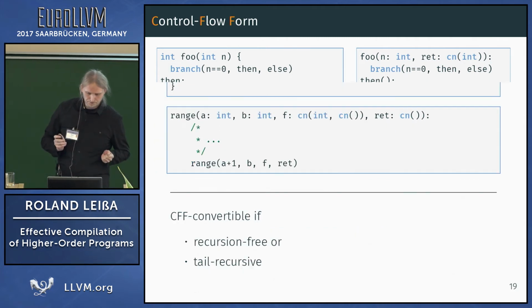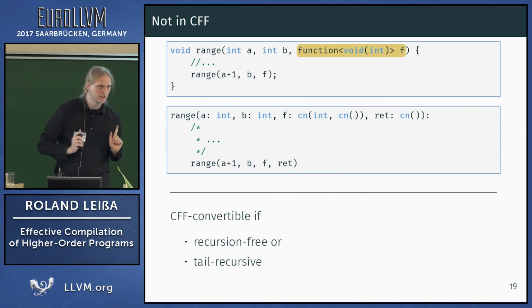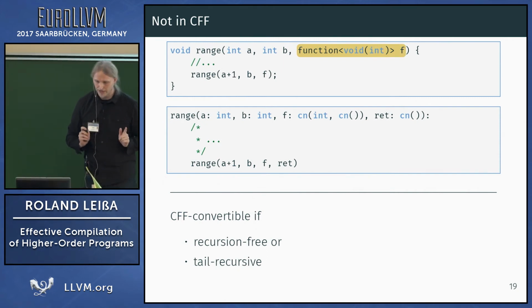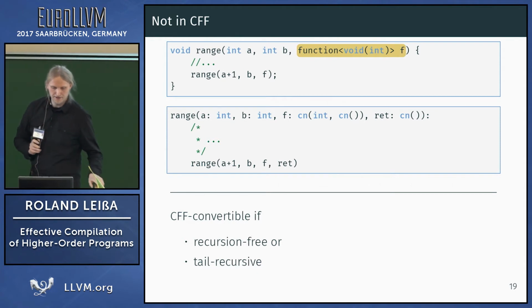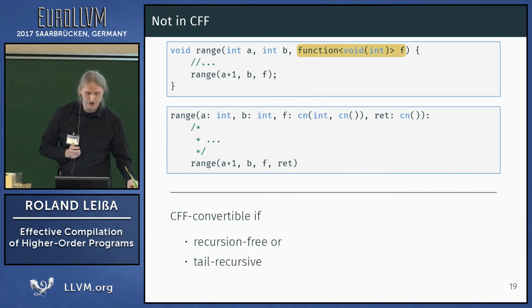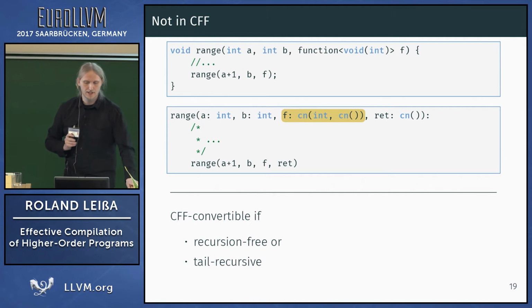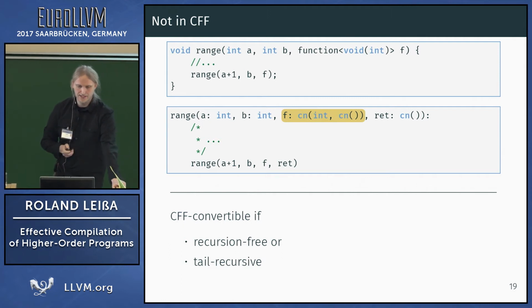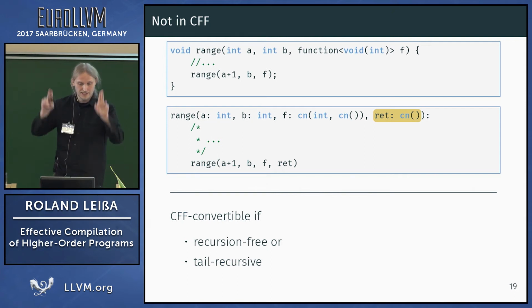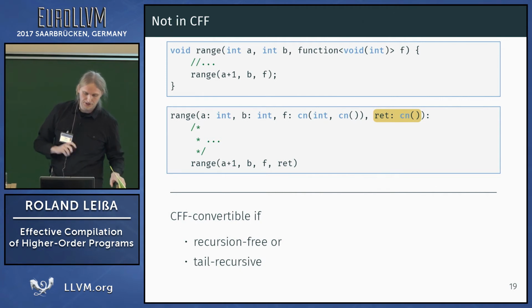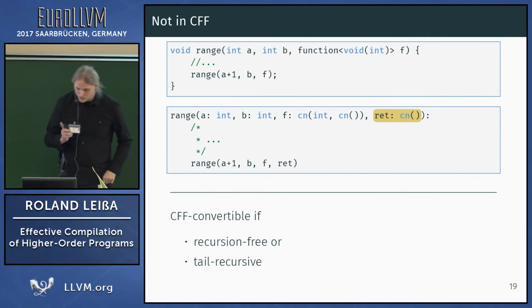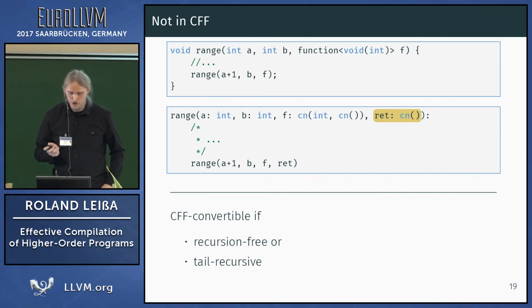Okay, so that's nice. But what about programs which are not in control flow form? Here we have, again, this higher order function range. We have this function f as an additional parameter here. Here's the recursive call. And this is how this looks in continuation passing style. So we have this f here and this red continuation over there. So we have more than just one return. So this is not in control flow form, but we can convert this to control flow form. And we can do this if either the program is recursion free or uses tail recursion.